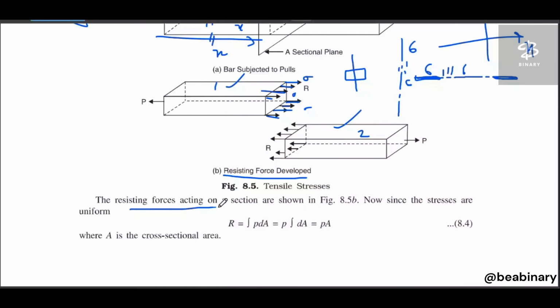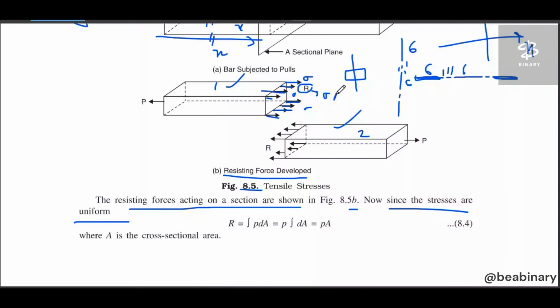Now since the stresses are uniform, sigma, sigma, sigma, sigma, suppose here we consider a force R. R is the resisting force. You can consider sigma into area. This is the resisting force. P is equal to sigma A.